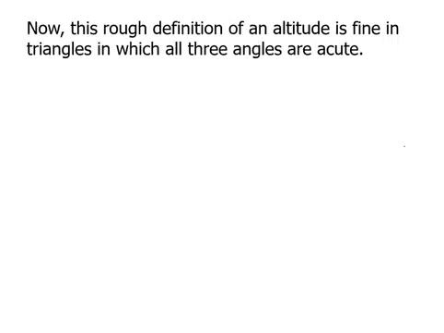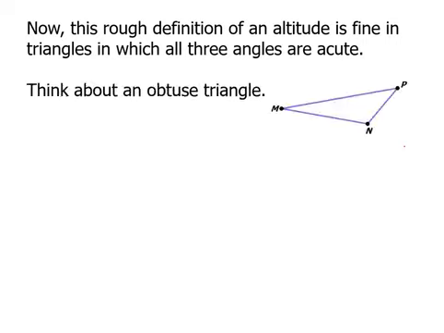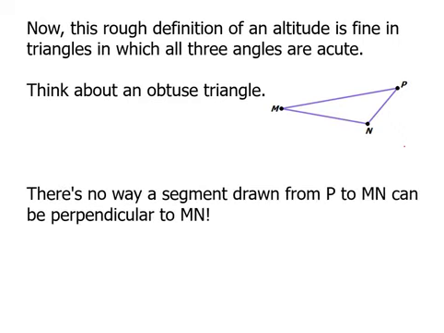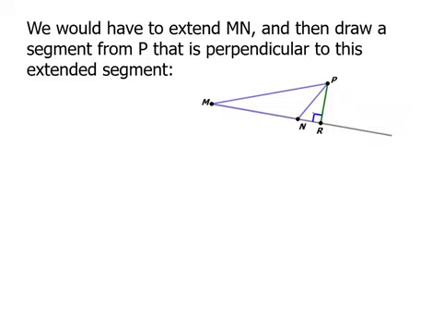Now I'll point out this rough definition of an altitude is fine in triangles in which all three angles are acute. But think about an obtuse triangle. There's no way to draw a segment from point P to line M. Any segment that's going to go through line M is not going to be perpendicular. There's no way to draw a perpendicular line that goes through P and intersects MN. So what we actually have to do here is extend the line. We have to extend NM, extend that segment out along a line, and then we can draw a segment from P that is perpendicular to that extended segment.